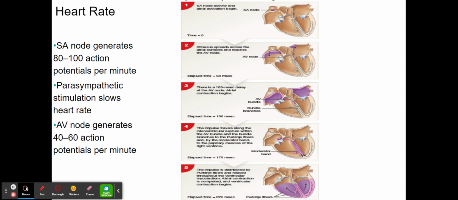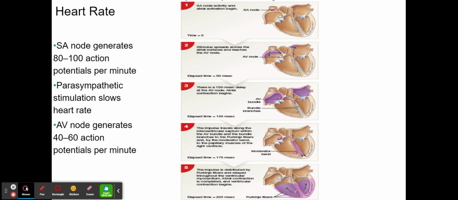Without neural or hormonal stimulation, the SA node generates action potentials at a rate of about 80 to 100 per minute. Isolated cells of the AV node depolarize more slowly, generating about 40 to 60 action potentials per minute. Because the SA node reaches threshold first, it establishes the heart rate. In other words, the impulse generated by the SA node brings the AV nodal cells to threshold faster than does the prepotential of the AV nodal cells.